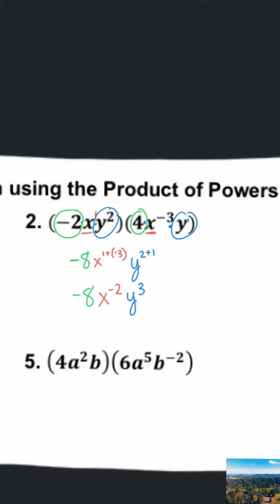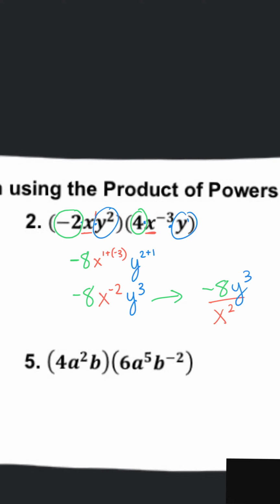Now, it looks like I'm done, but I'm not, because I have a negative exponent, so that means that x to the negative second power does not go where it is right now. So this gives me -8, which stays on the top. X squared goes on the bottom because it was the negative exponent. And then y to the third power is a positive exponent, so it stays on the top. And that is my answer, my friends.